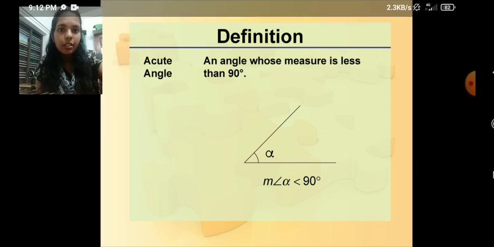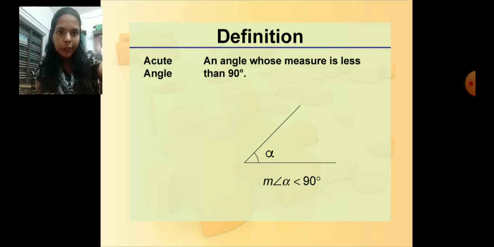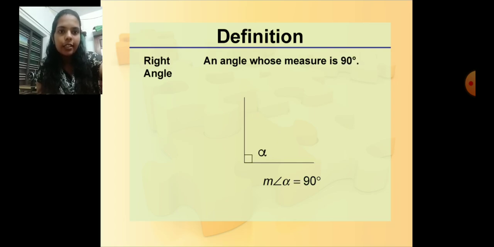First type is acute angle. An angle whose measure is less than 90 degrees is called an acute angle. We know a right angle is exactly 90 degrees. Lesser than 90 degrees means it is an acute angle. This is the first type.